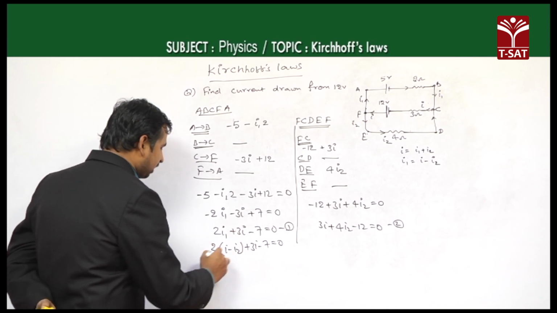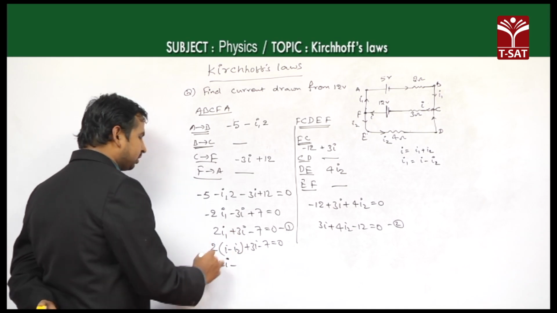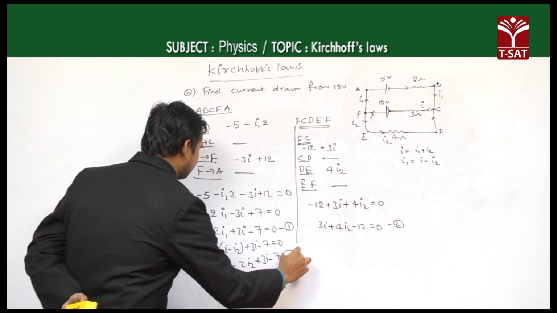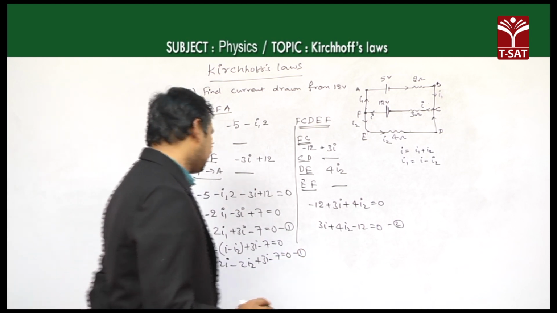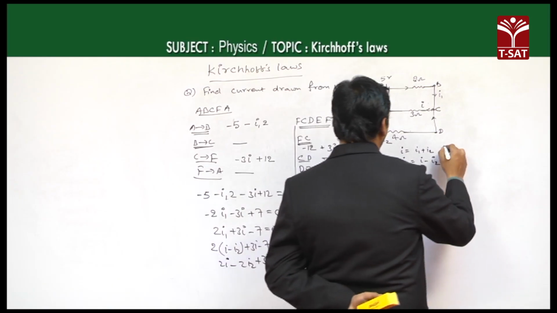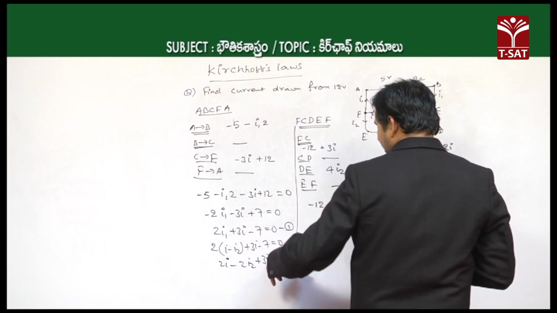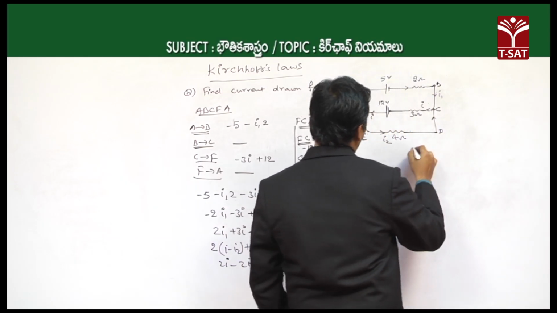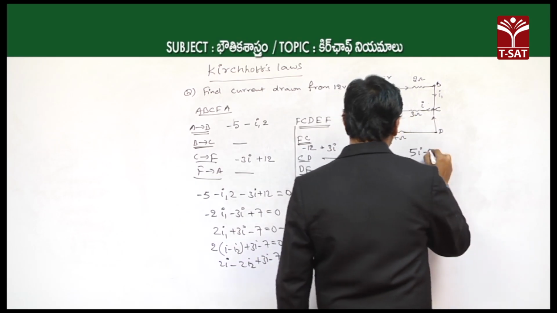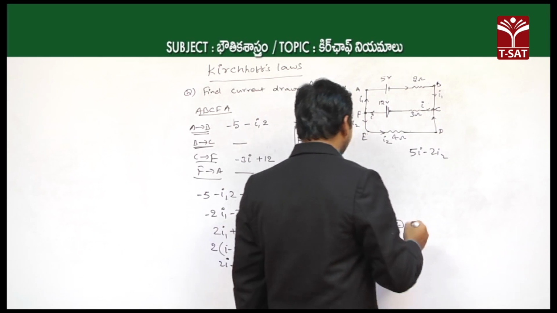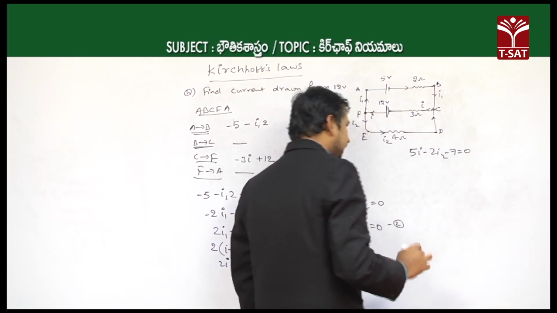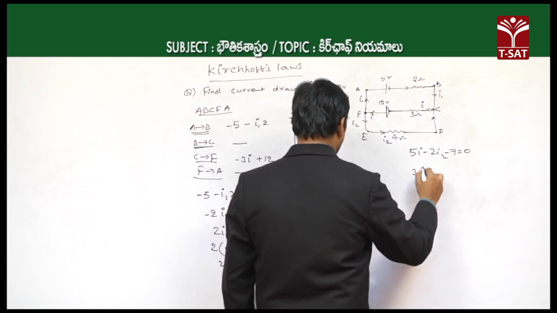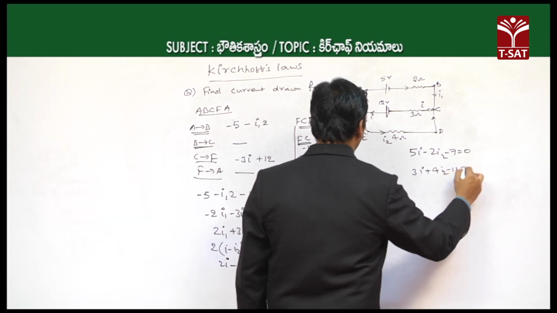Then if you multiply that, it becomes 2 into I, 2I, minus 2 into I2, 2I2, plus 3I minus 7 is equal to 0. So finally we got the two equations here. Of 2I plus 3I, total it becomes 5I minus 2I2 minus 7 is equal to 0, that is the first equation. And the second equation we got is 3I plus 4I2 minus 12 is equal to 0.